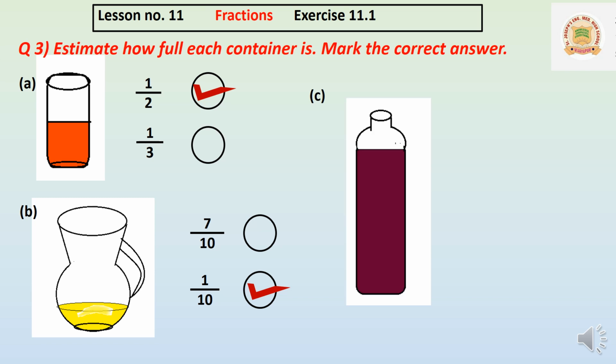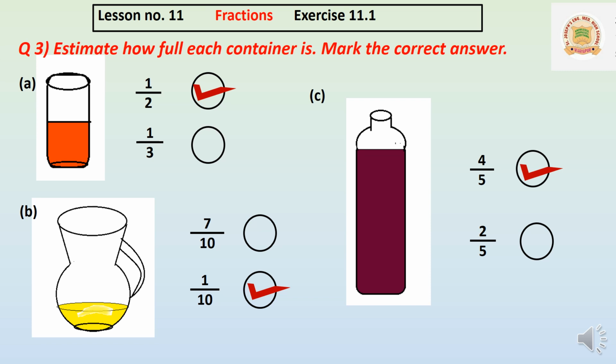Question number C. There is juice in the bottle that has been filled. How much do we have to mark? 4/5 or 2/5? It is more than half. So 4/5 is correct. 4/5 is correct. Understood, children?